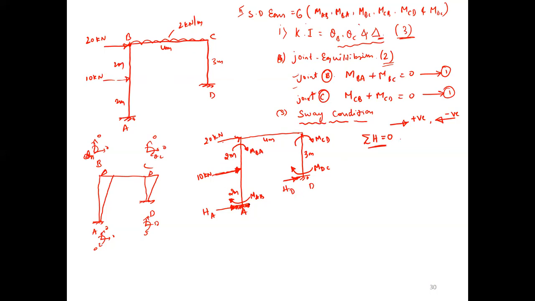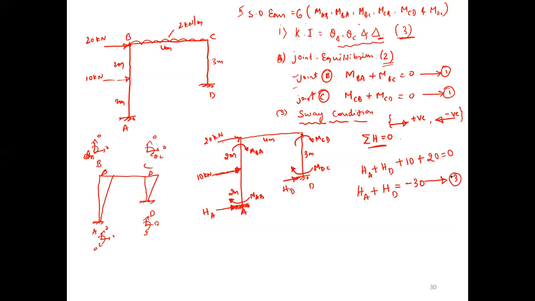Okay. Now, what is sigma H equals 0 for this whole column assembly? Use this kind of sign convention. HA plus HD plus 10 plus 10 plus 20 equals 0. Now what are you getting? HA plus HD equals minus 40. See, this is the third equation.